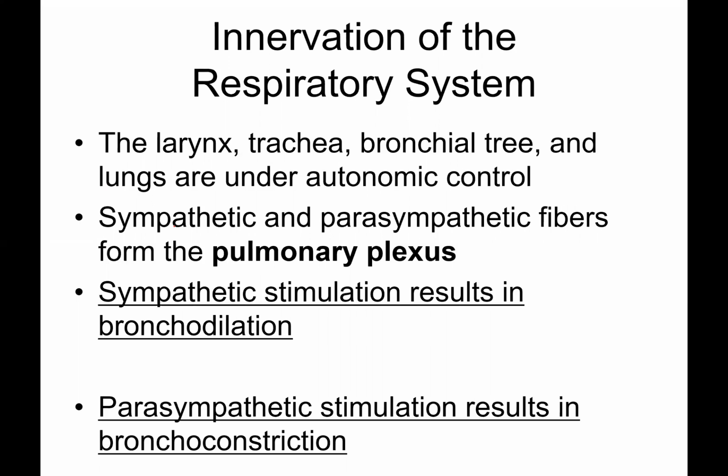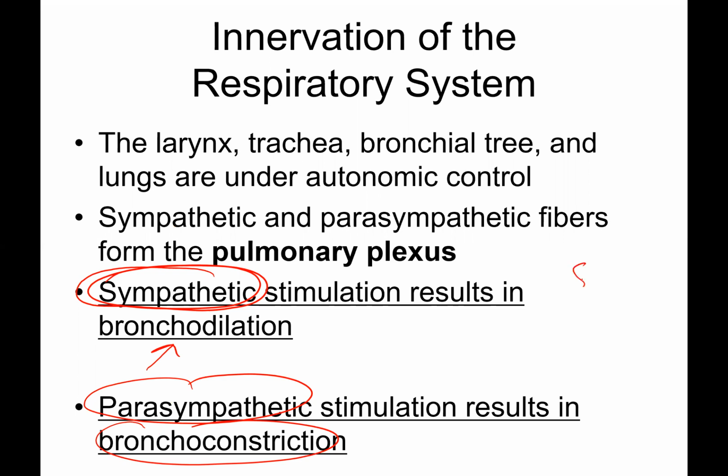Okay, I mentioned this before. I guess at this point, it's a reminder. Sympathetics will create bronchial dilation, and parasympathetics would create bronchial constriction. Okay, so when you get stressed, I've talked about two forms of stress.